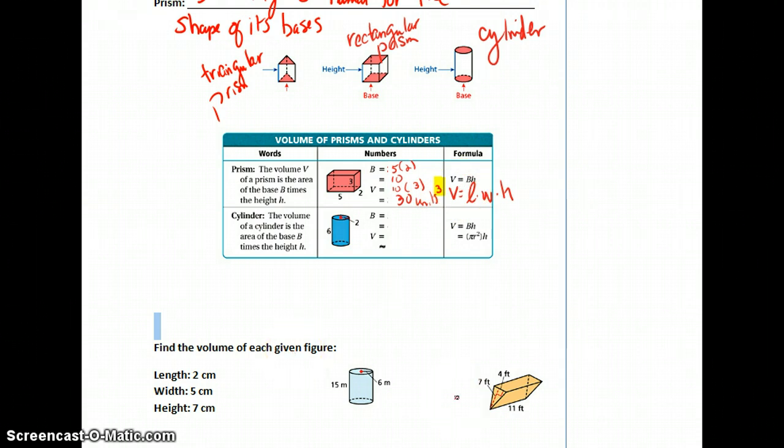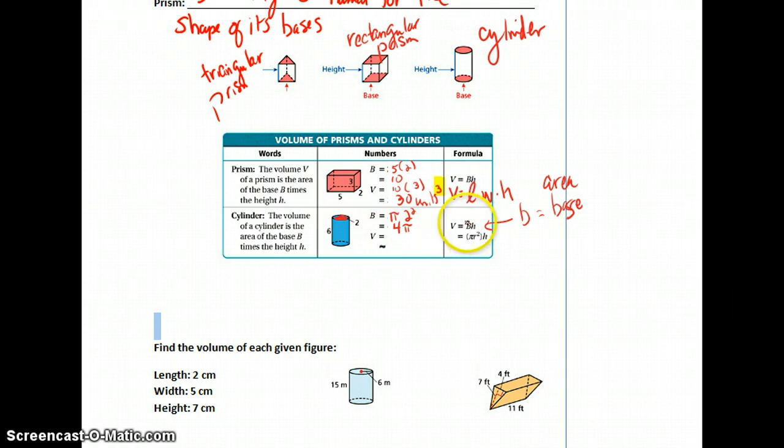We can use a similar formula to find the volume of a cylinder. Again, it says the volume is the base times the height. Don't get this confused. This B is the area of the base. So when we're finding this, if this radius is 2, the actual area of this base, which is the end cap, is going to be pi times the radius squared, or 4 pi.